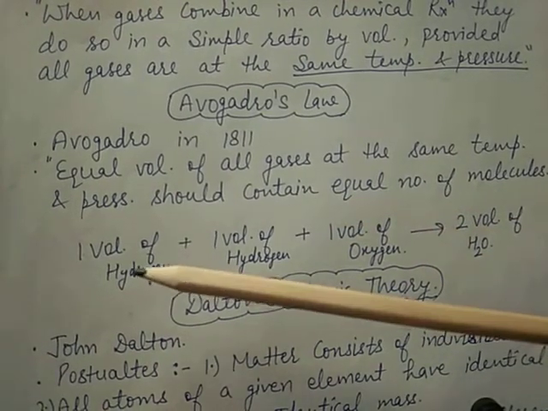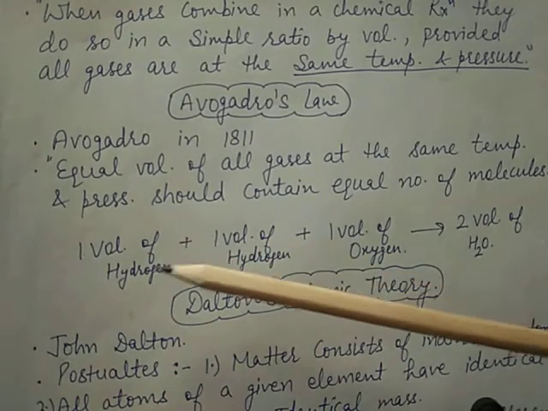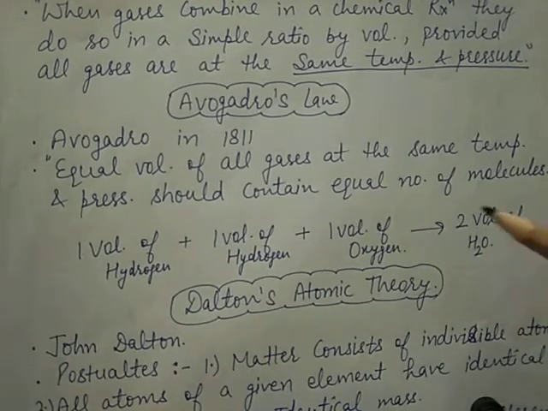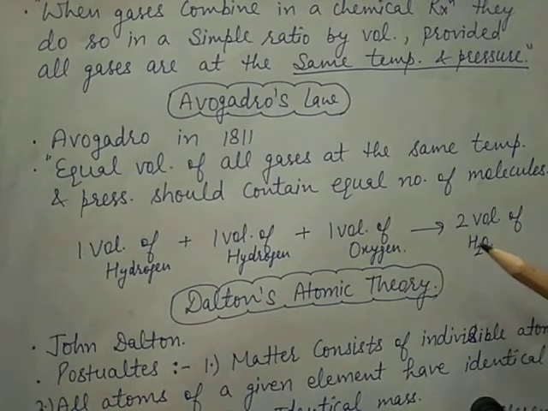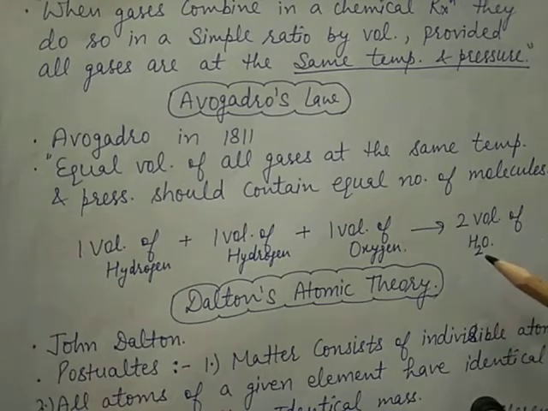Here the volumes are equal, 1 plus 1, hydrogen volume is 1 and the other is also 1. So it will give an equal number of molecules, that is 2 volume of water molecules.